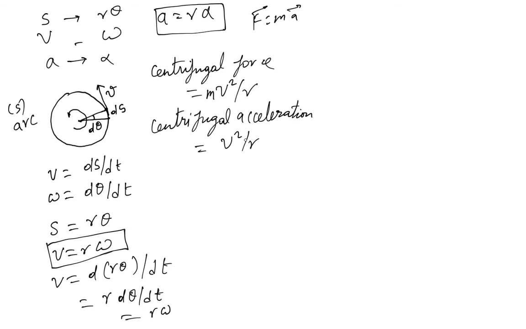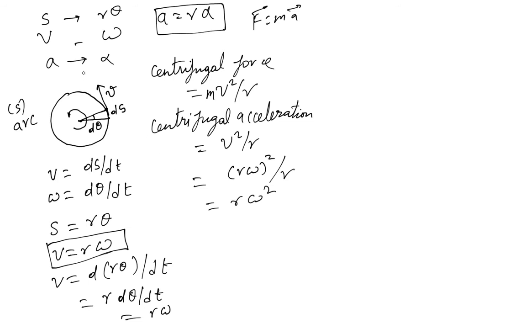Okay, we can rewrite this in terms of omega, because we know v is r omega, so (r omega) squared divided by r gives us r omega squared. So this is the centrifugal acceleration. These two are the same. This is just for the sake of finding formulas, that's it. There's nothing new in it. Okay, let's talk about one more thing.